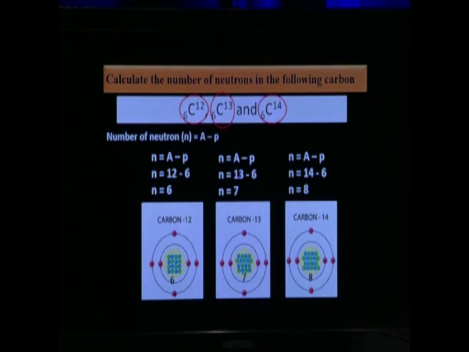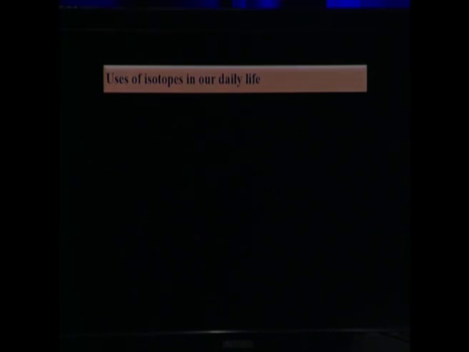Now, till now you have been finding out the number of neutrons and what isotopes look like. We will explore more on isotopes. Uses of isotopes in our daily life, where do we use them? There are carbon 12, carbon 13 and carbon 14. In nature, carbon 12 is the normal carbon, and we will look at carbon 14's uses as an isotope.